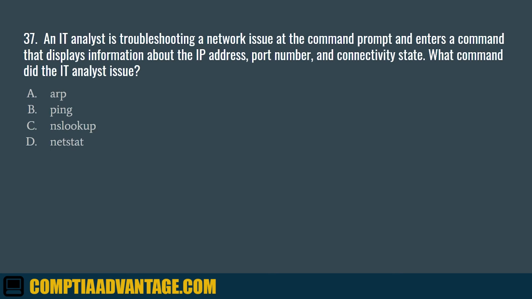Question 37. An IT analyst is troubleshooting a network issue at the command prompt and enters a command that displays information about the IP address, port number, and connectivity state. What command did the IT analyst issue? A. ARP, B. Ping, C. NSLOOKUP, D. Netstat. The correct answer is D.